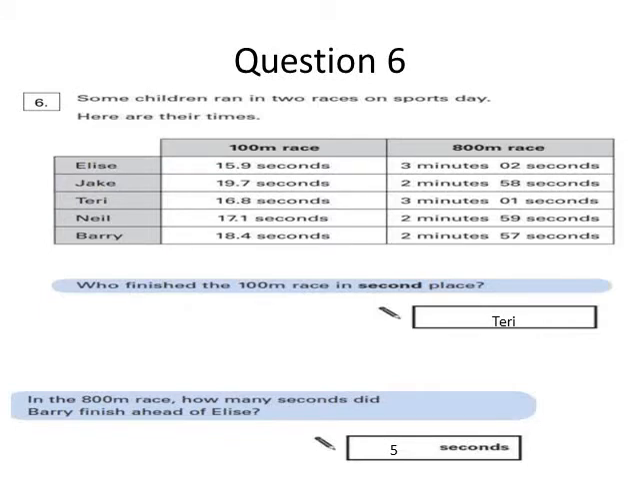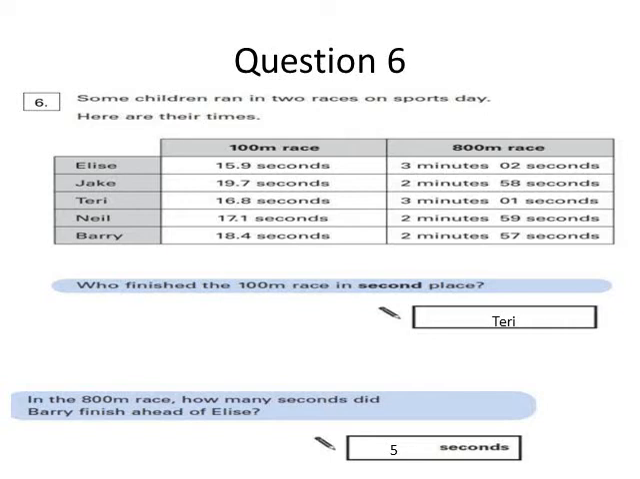In question number 6 here, as we said before in question number 4, you have to read the table carefully to understand it very well. So here the question said some children ran in 2 races on a sports day. Here are their times. I have 2 races. One of them is a 100-meter race and the other one is an 800-meter race. And 5 persons made these 2 races. So, for example, Ellis finished the 100-meter race in 15.9 seconds, and the 800-meter race in 3 minutes and 2 seconds, and so on.